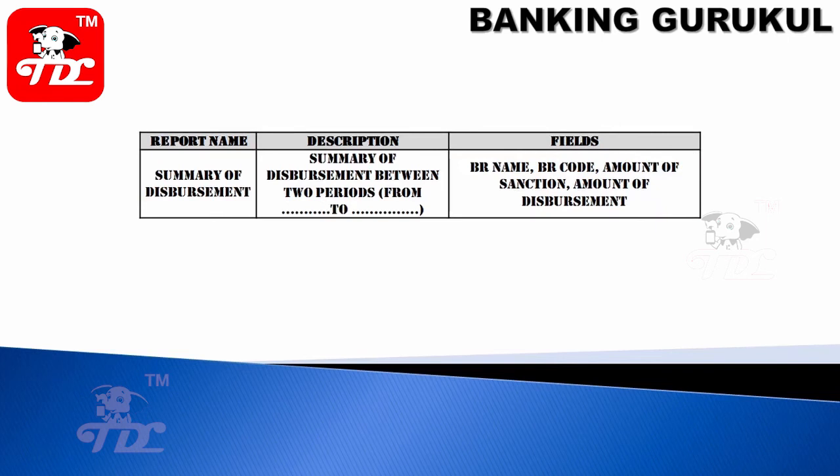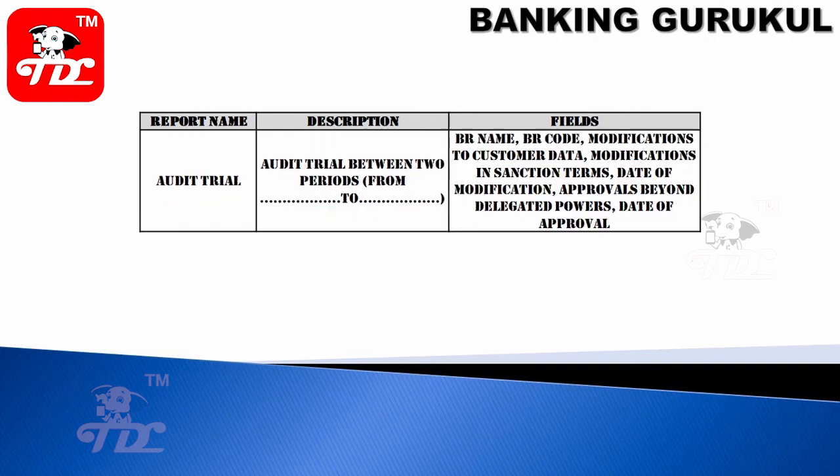Summary of disbursement. So in this one, between 2 days you can generate a report where you get the branch name, branch code, amount of sanction, amount of disbursement. So it is a consolidated amount. It is not by record. One record you will get, okay, X branch sanction was 10 crores and disbursed 8 crores. So then you can do an analysis why this amount has not been disbursed or something.